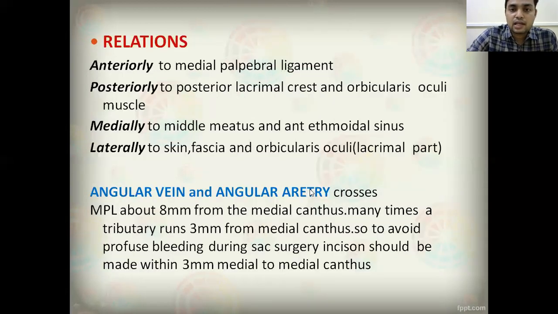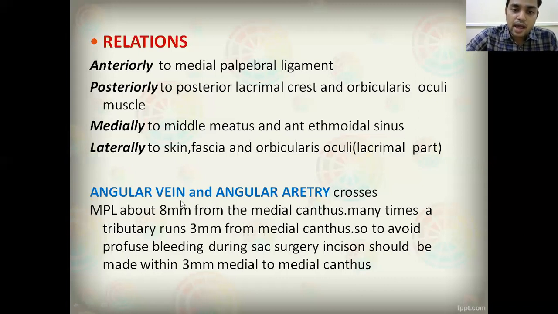Coming to the relations of the lacrimal sac: anteriorly it is related to the medial palpebral ligament, posteriorly to the posterior lacrimal crest and orbicularis oculi muscle, medially to the middle meatus and ethmoidal sinus, and laterally to the skin, fascia, and orbicularis oculi muscle. These relations you have to remember.